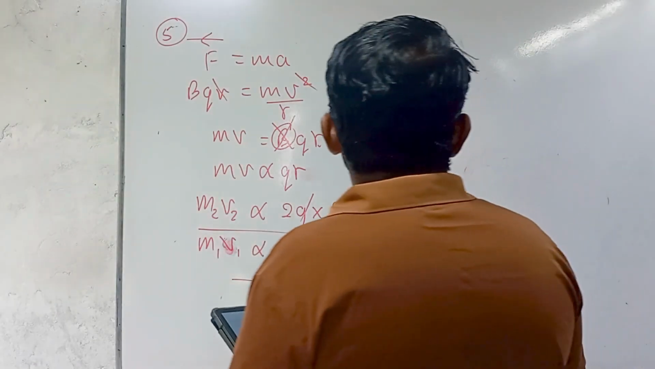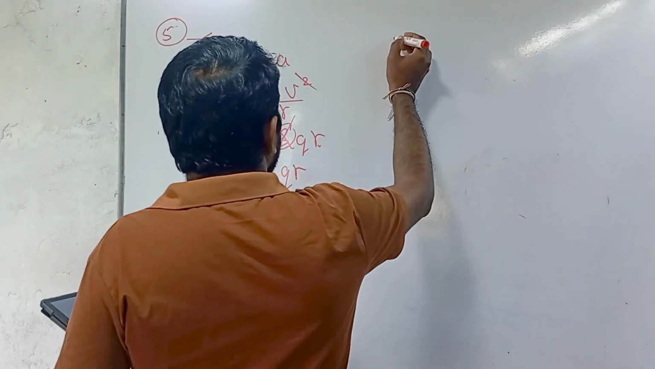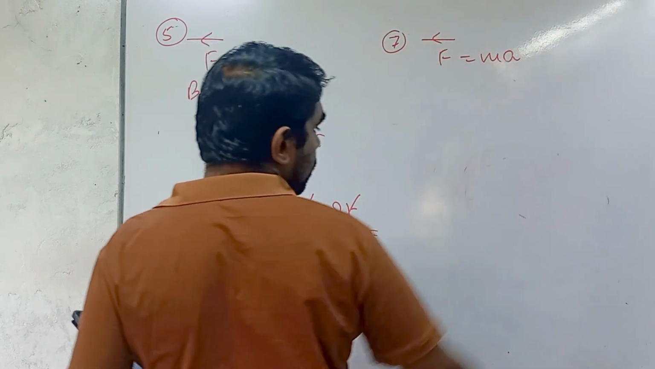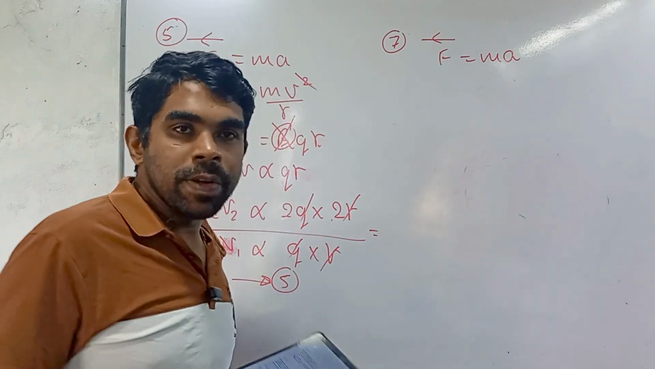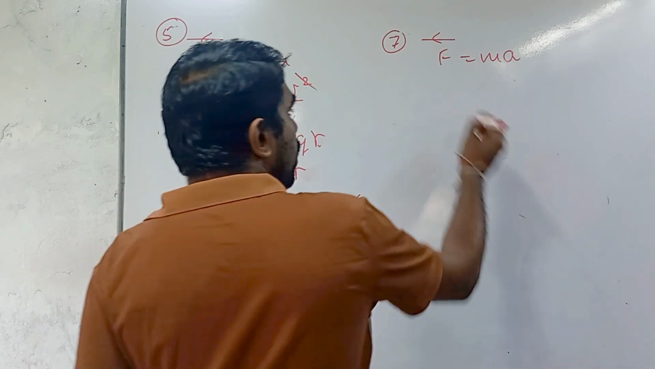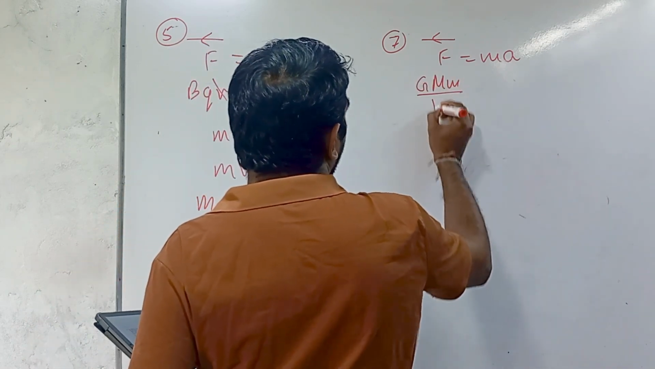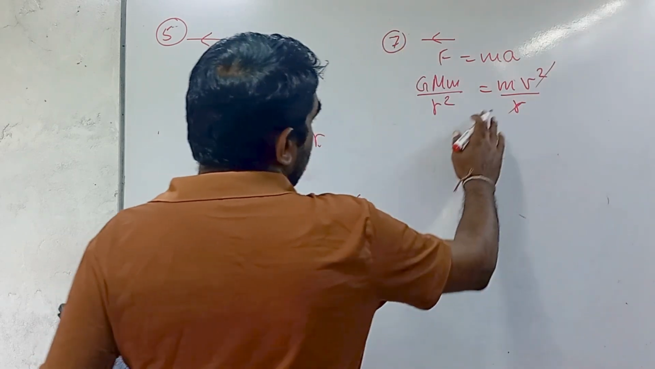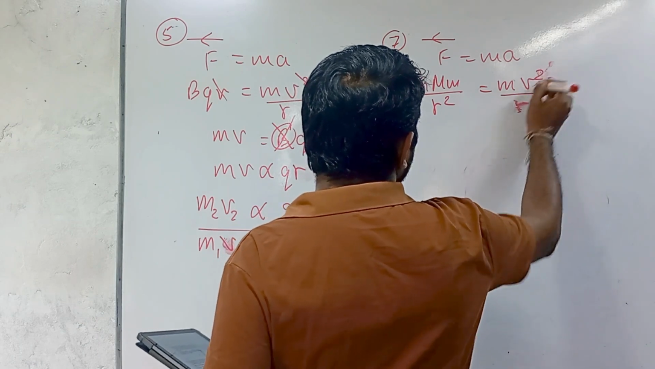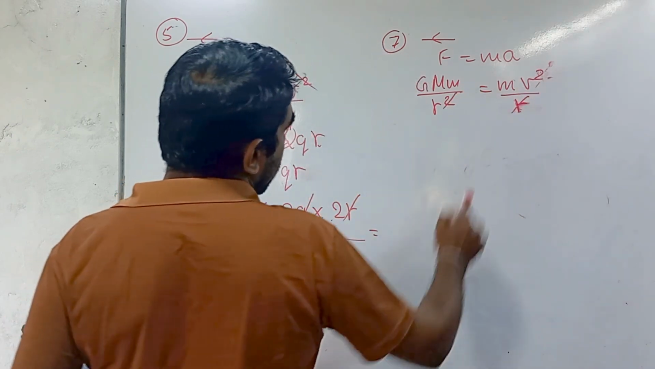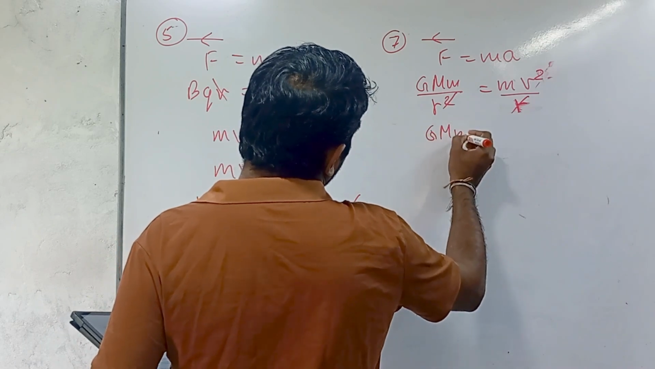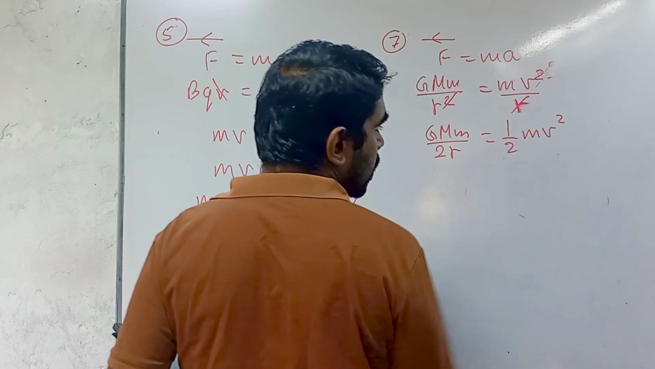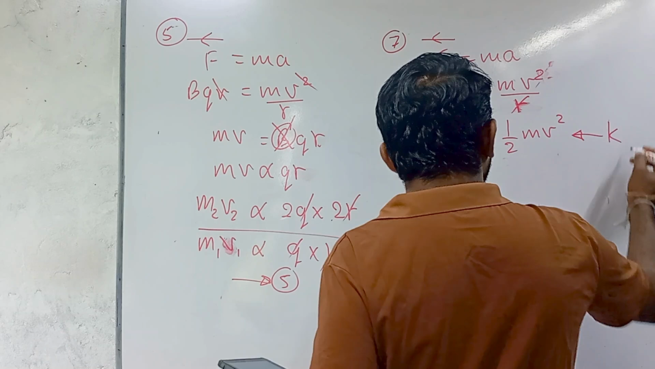I will use F equals ma towards the center for the satellite. We know that the centripetal force is given by the gravitational force. It is GMm over r squared equals m v squared over r. Then we can cancel out one r term, and I will divide both sides by 2. GMm over 2r is half m v squared. Half m v squared is kinetic energy. Then this one is the relationship for kinetic energy.